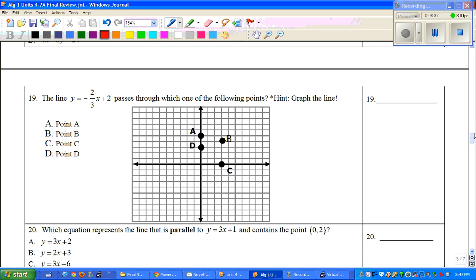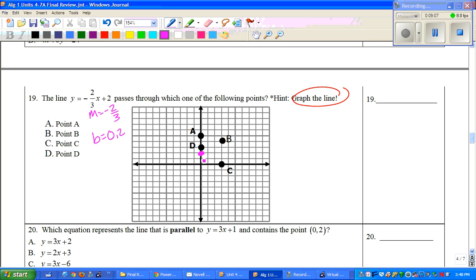Number 19 is a favorite. This one will be on your final, not this exact problem, but one very similar to it. So what we have to do, it tells us right there, graph the line. So our slope is negative 2 over 3, and we start at (0, 2). I'm going to draw my dot.